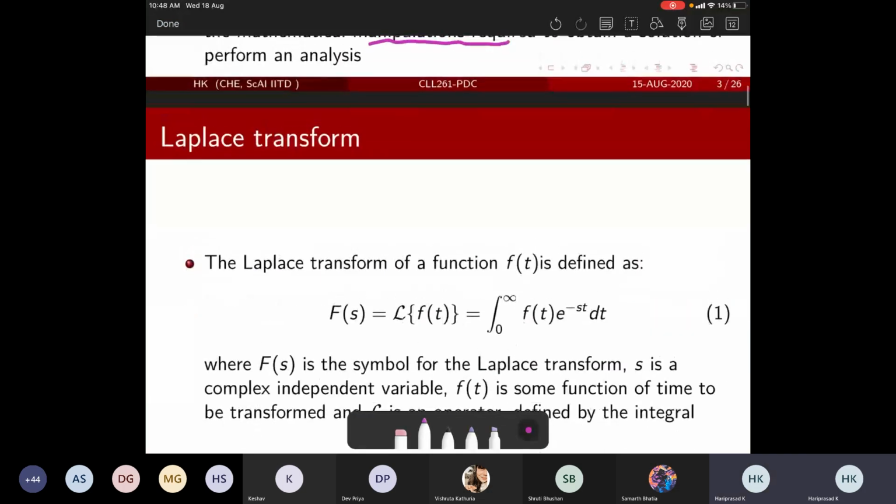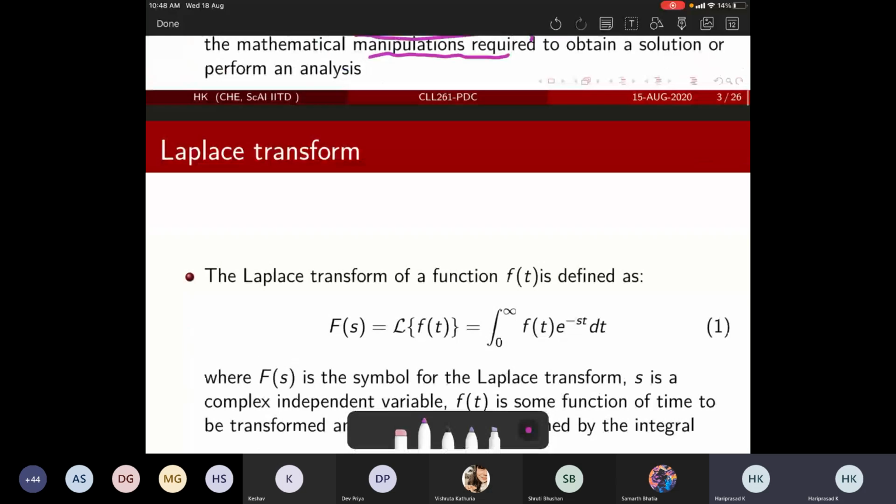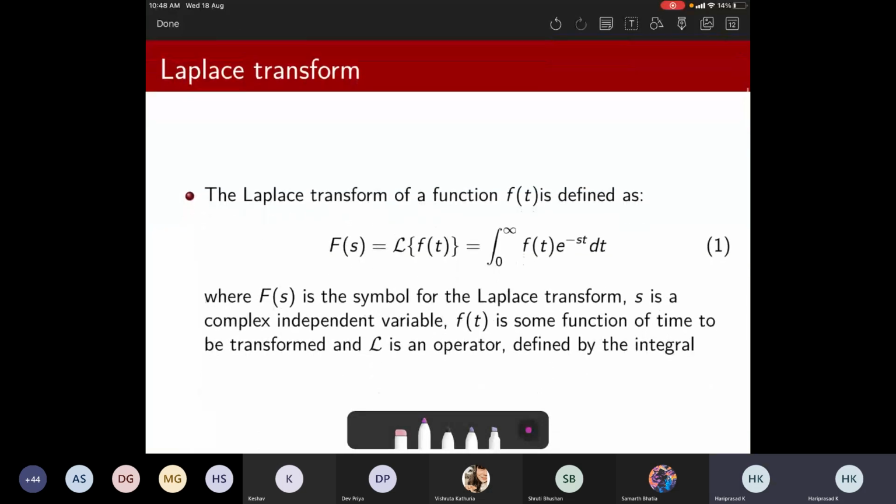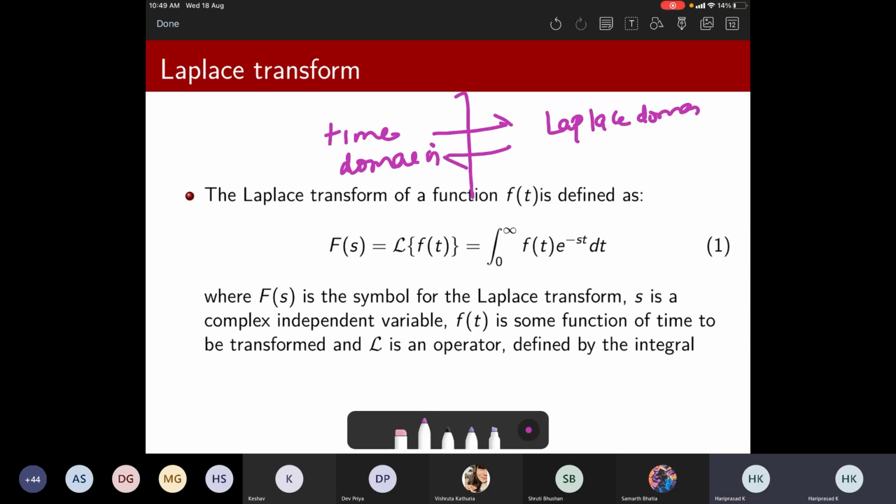So what is it that we are trying to say? First of all, let's understand what Laplace is. It's just a transformation. Let's say this is the time domain, and you do some transformation to the Laplace domain. And of course, you will be able to convert back. All Laplace transformations you can convert back into the time domain also.